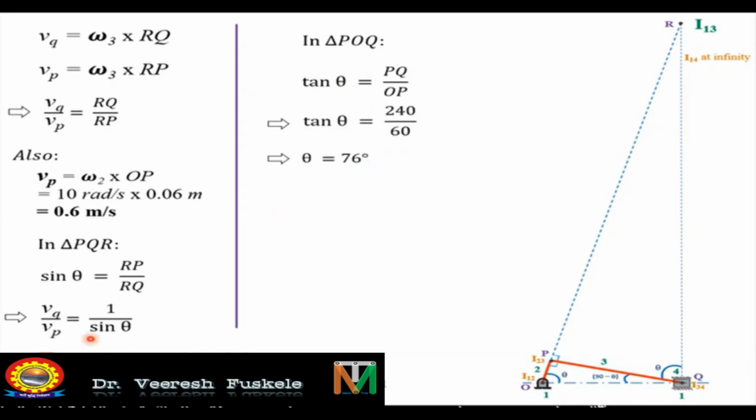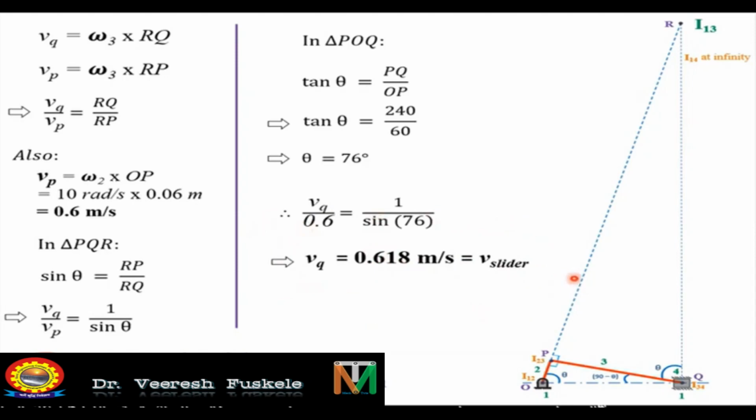Knowing theta, now we can find out VQ from this ratio. So VQ upon VP is 1 by sine 76 degrees, with VP as 0.6. So this will give us VQ as 0.618 meter per second. This is the velocity of the slider.